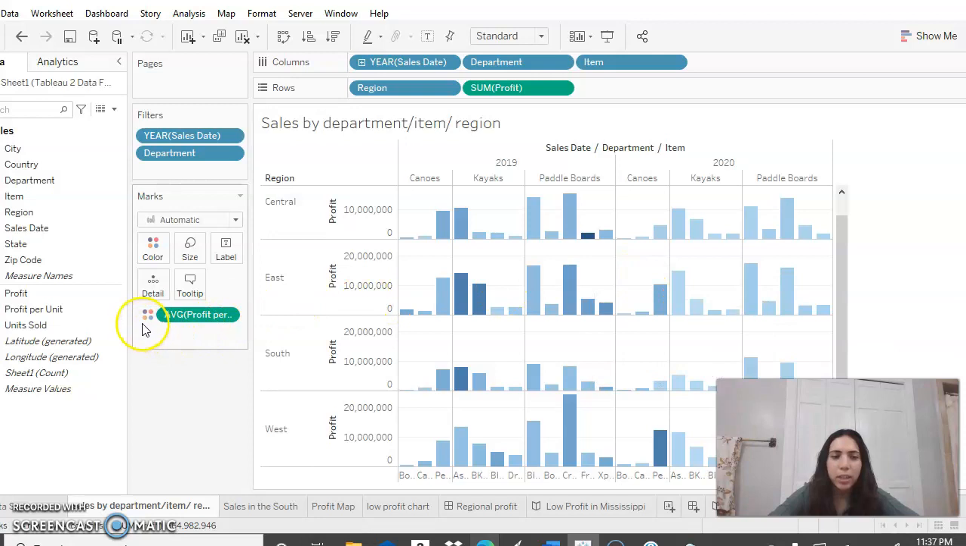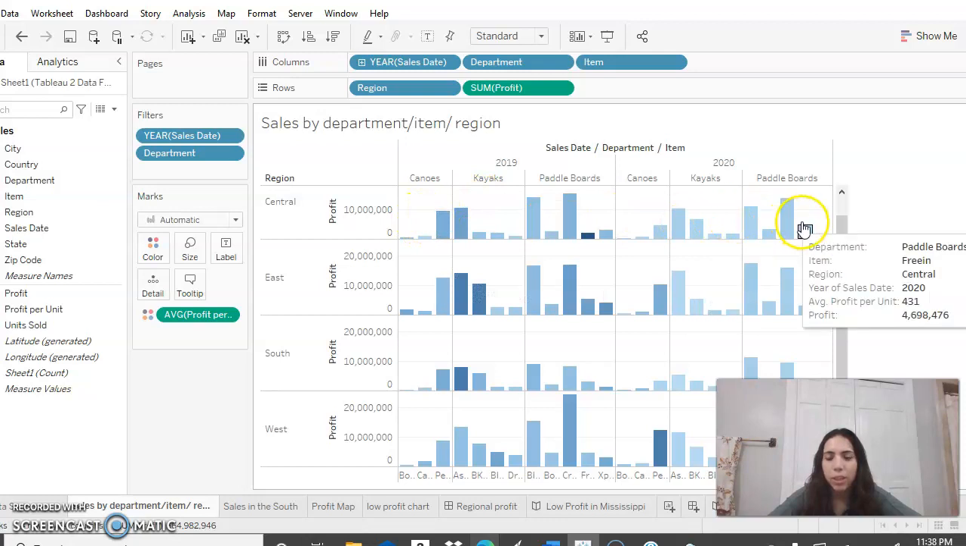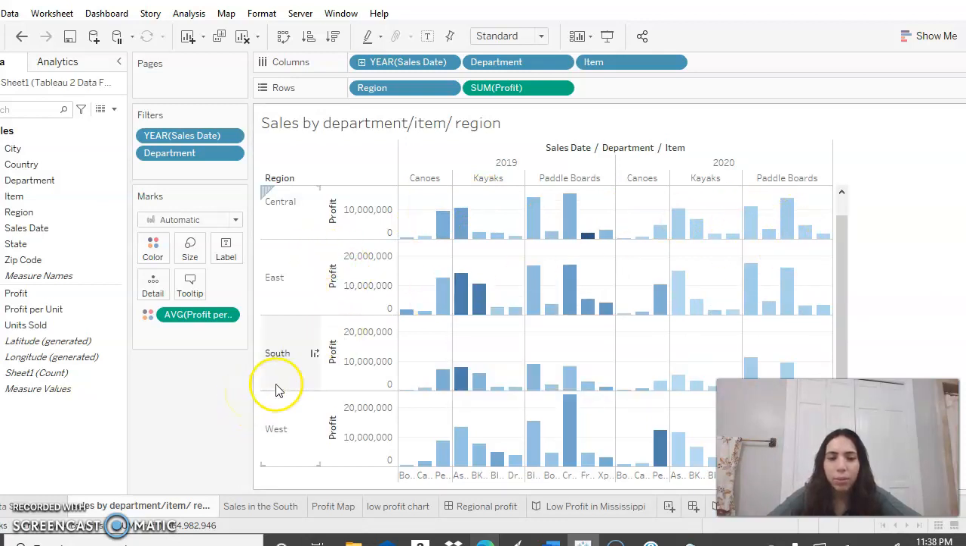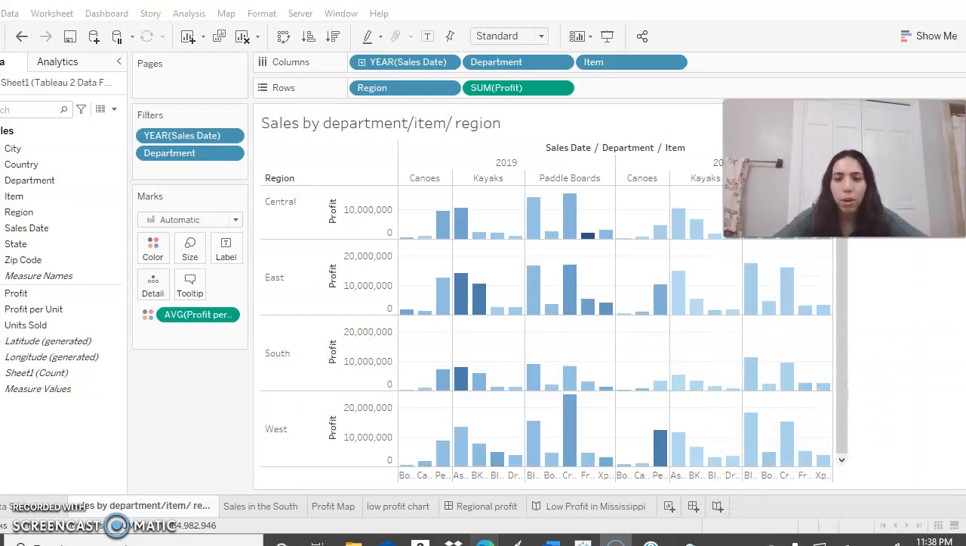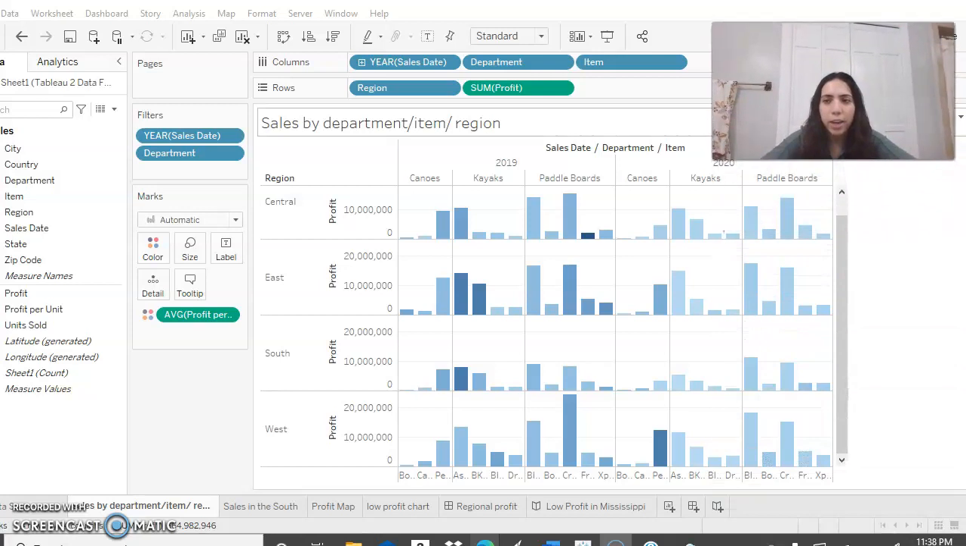And I decided to see the average profit as best fit instead of the sum, just to get an overall view. And from here we can see all the different types of data presented from each region. And I noticed that the south region is the one that has the least amount of profit, and I wanted to go deeper into why that is.